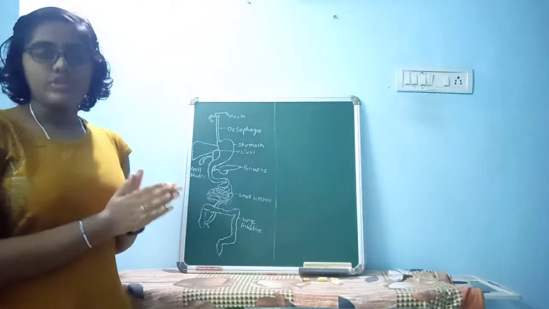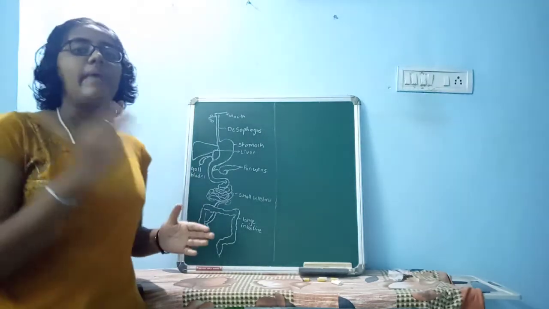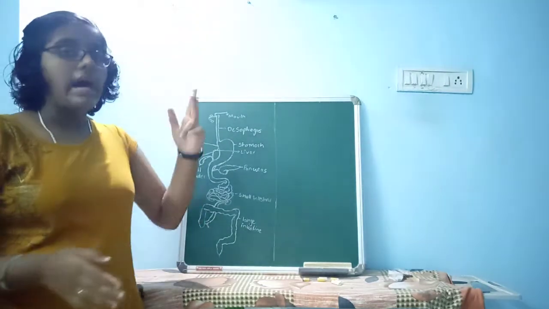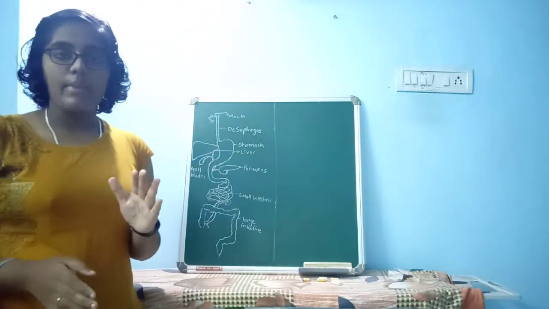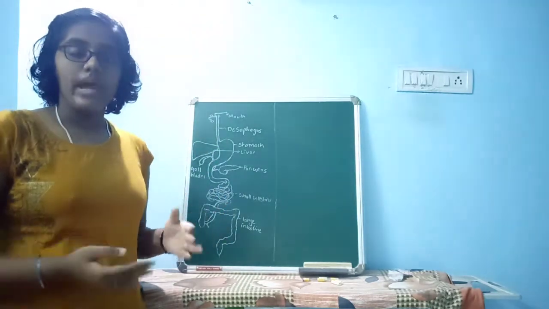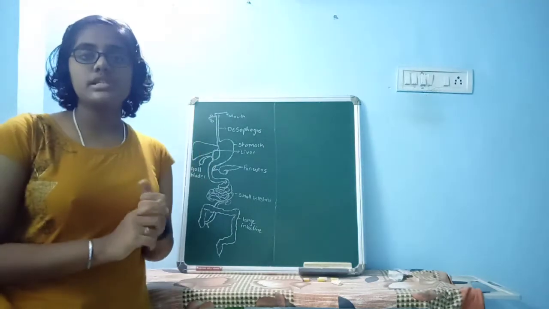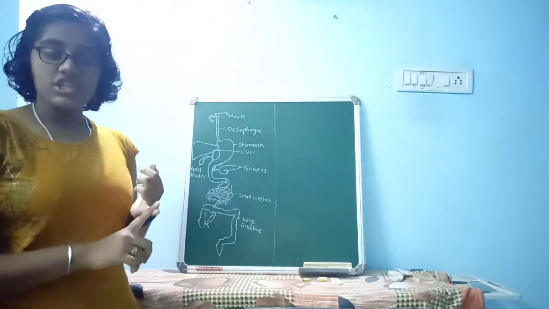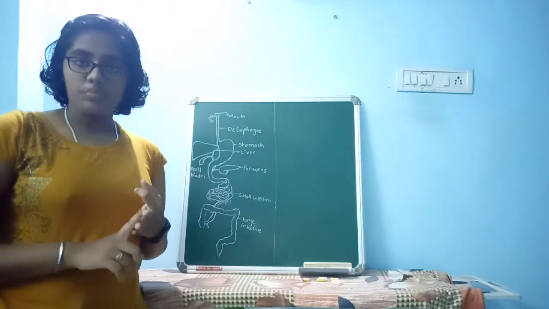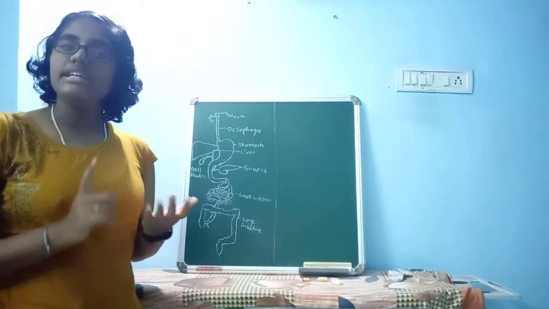So now we are going to deal with Digestive System Part 4. We have learned in Parts 1, 2, 3 about the food, about the nutrition and 5 processes of nutrition. What are the 5 processes of nutrition? Ingestion, digestion, absorption, assimilation and egestion.